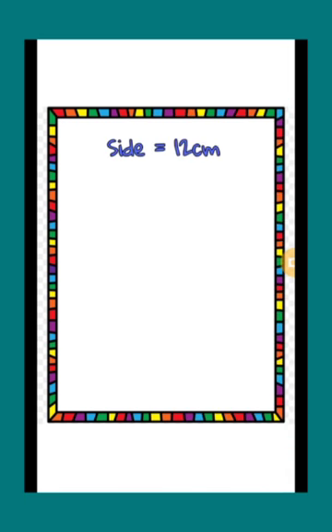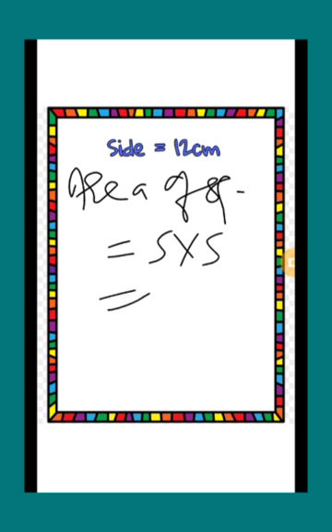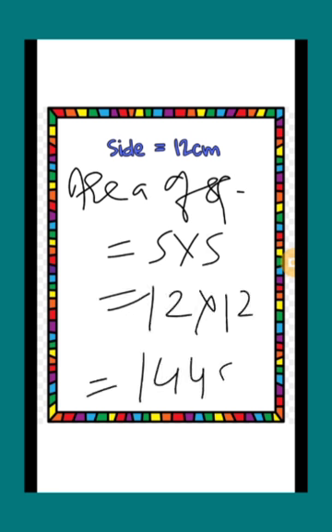And this side is 12 cm. So area of square is equal to side multiply side, means 12 multiply 12. 12 12s are 144 square centimeter is your answer. Okay. So in this way, you can calculate the area of a rectangle or square by using the formulas of area.